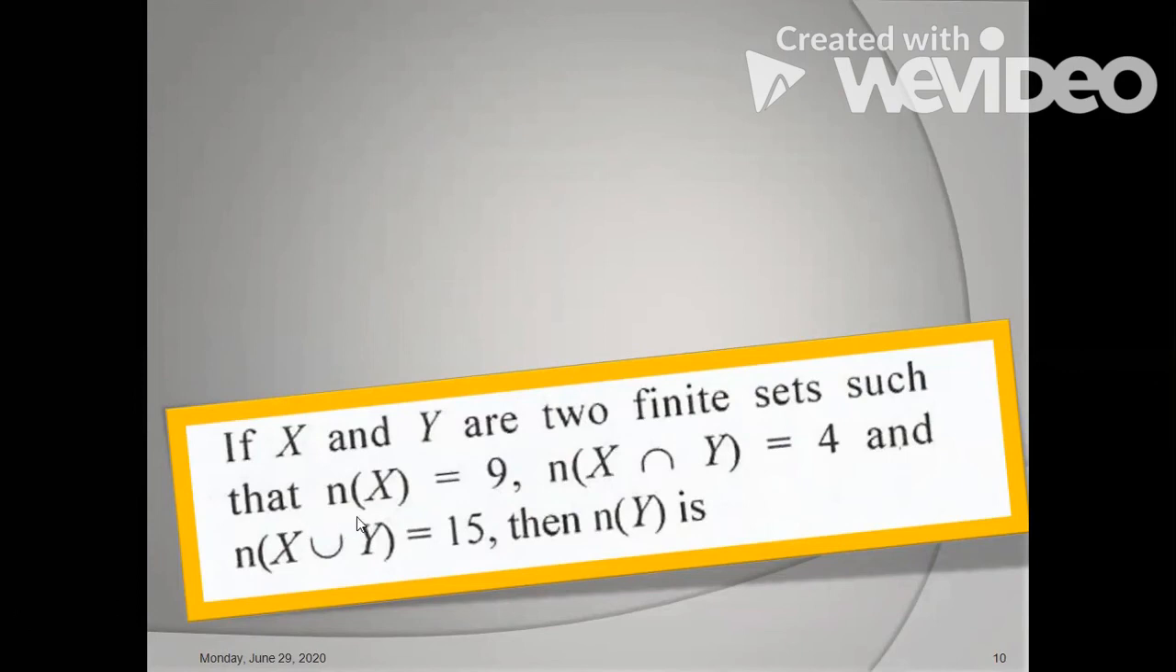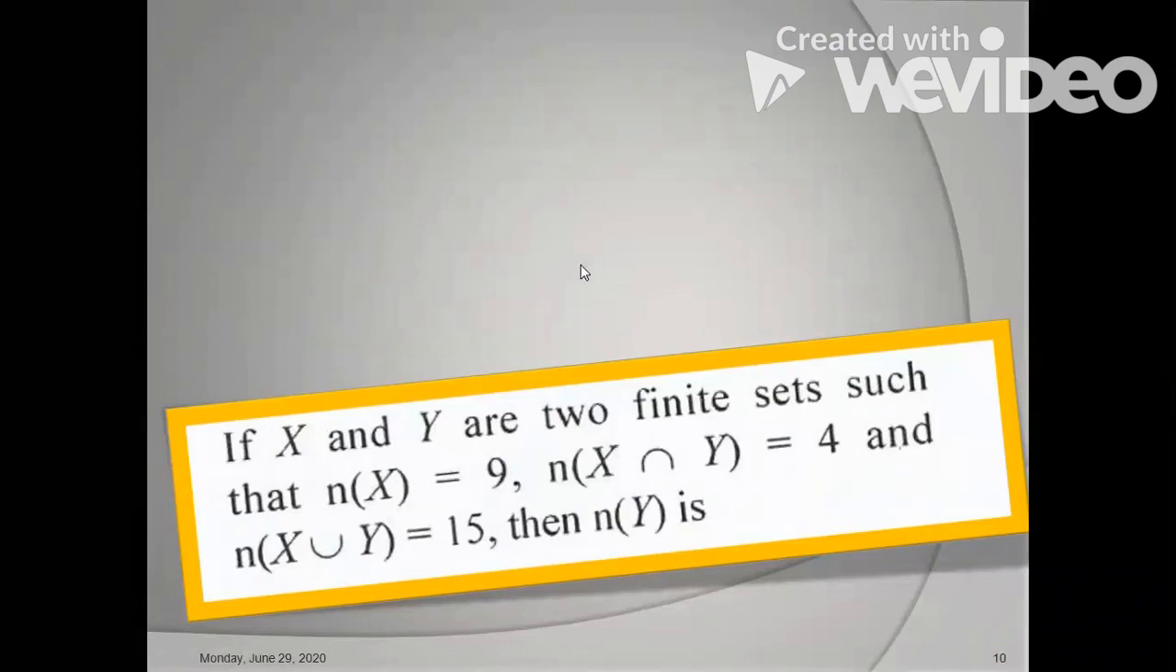Alright, so this is saying that now we have 9 elements in set X, and we have 4 elements that are shared between X and Y. That's an intersection there, that's in the center there. And the union, either in X or Y, is equal to 15. And the question says, what is the total number of elements in set Y?